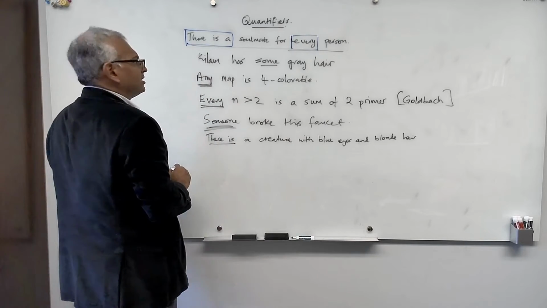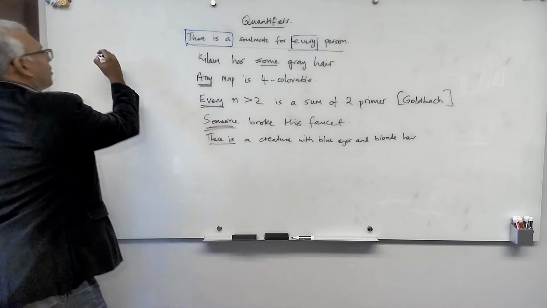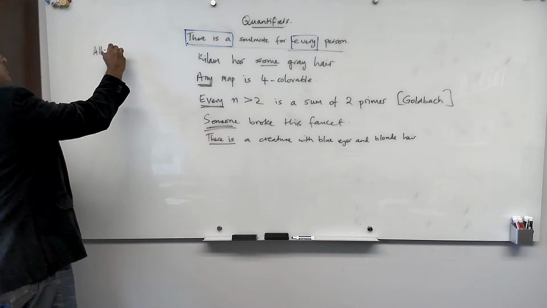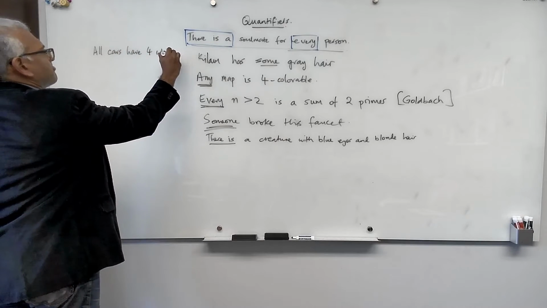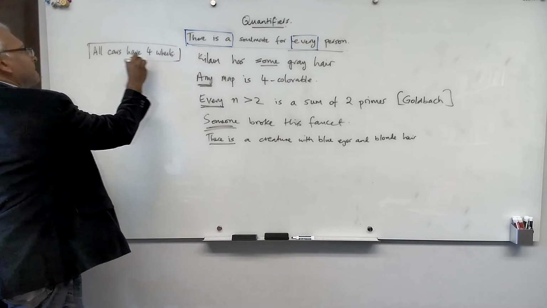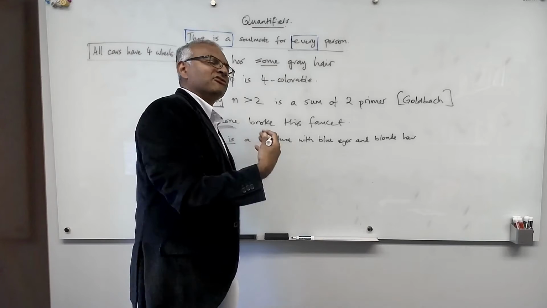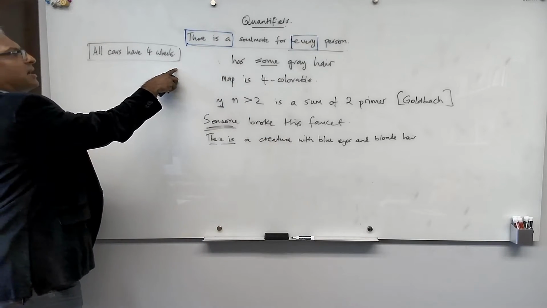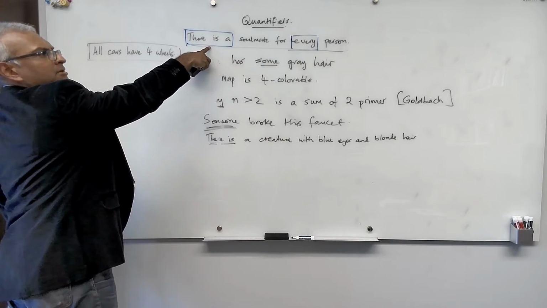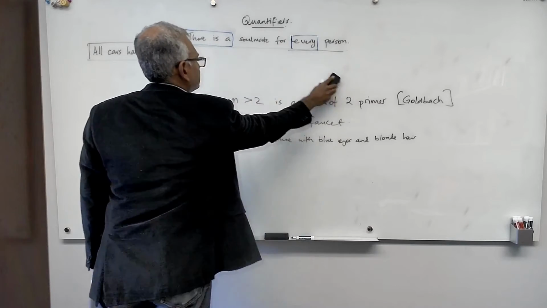Let's finally end up with one that will be easy for us to get to grips with. All cars have 4 wheels. Here the quantifier is all, telling us something about how many, quantifying. So we're going to come to grips with this, and eventually figure out what's going on with it. So, quantifiers.